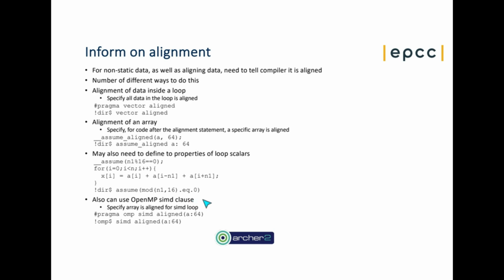There are actually these days vectorization directives as part of the OpenMP standard, which we'll talk about a bit later on. So you can also do that via the OpenMP SIMD directives. You can tell it that. So this is telling the compiler that the array A is in fact aligned on a 64-byte boundary.